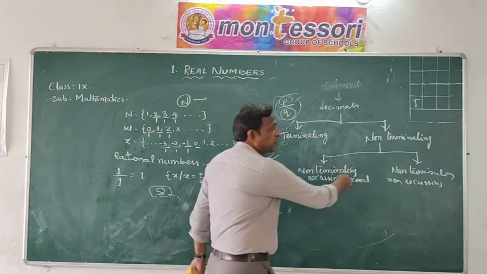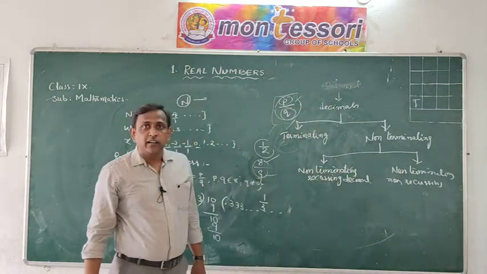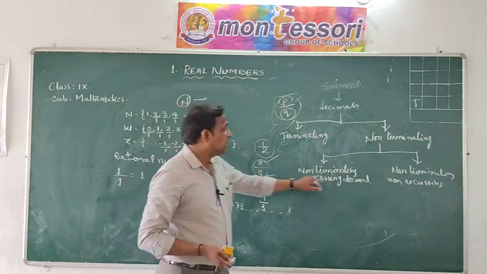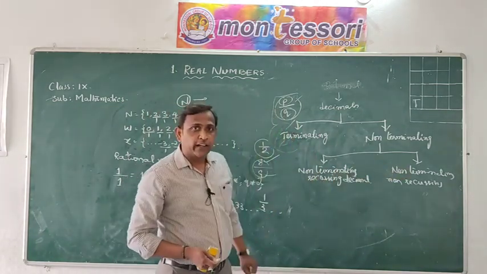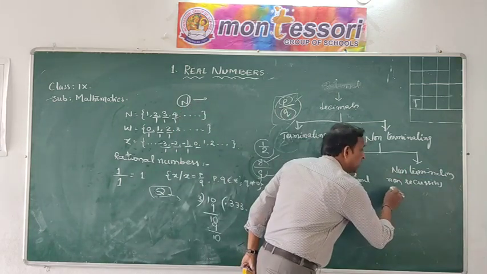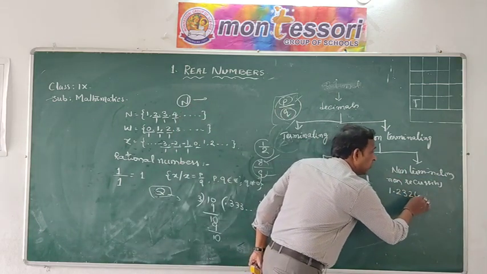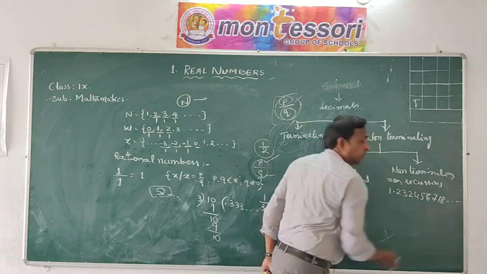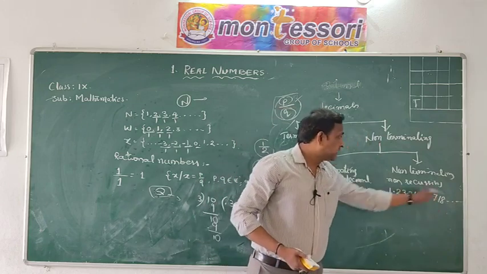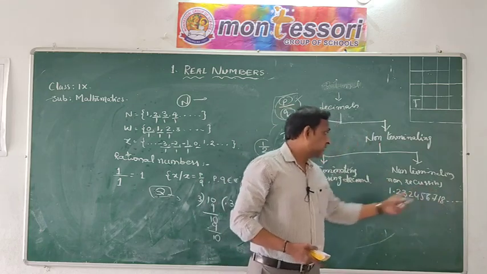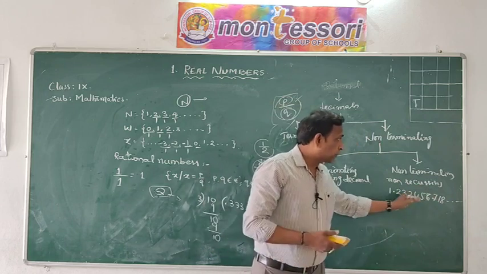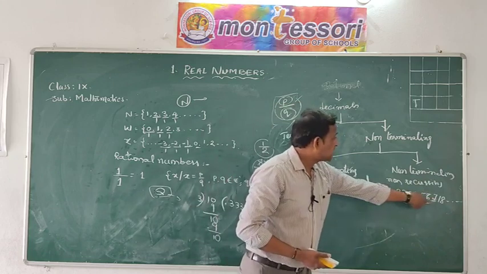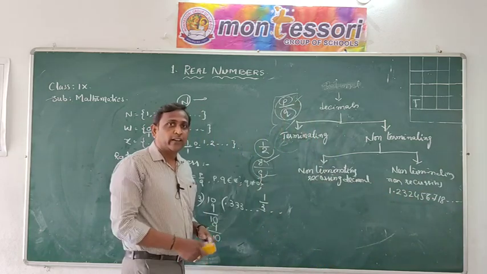Understand? And then another one, non-terminating non-recurring decimals. Actually, if you divide any of these numbers, you will never get these non-terminating non-recurring decimals. And I will give one example, 1.232456 and 1 8 and so on. In this process there is no end for this number, and you will get continuously those digits here, and there is no particular pattern, or there is no repetition of that particular digit continuously. So this is called non-terminating non-recurring decimal.